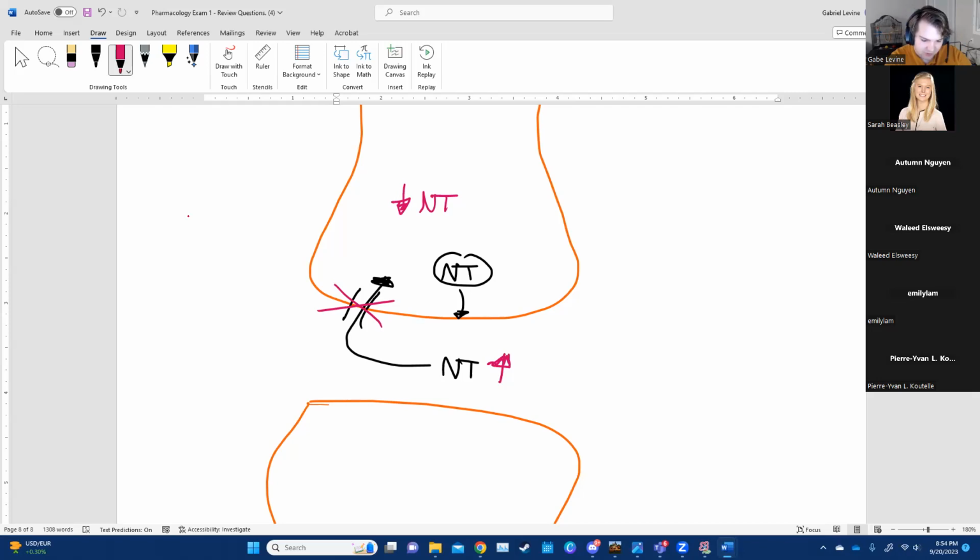Number 4. Which one was number 4? Yes, the reuptake wording. The one with RA and RI. Which of the following is incorrect?